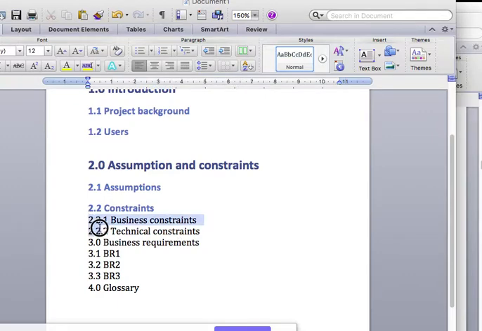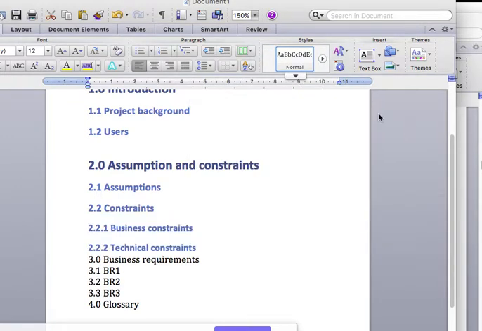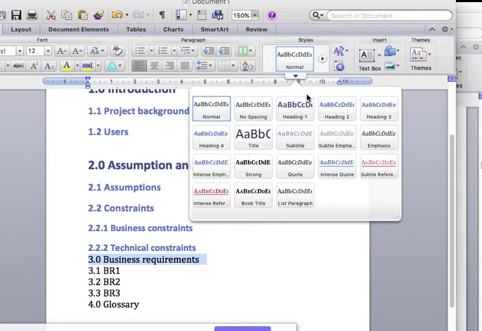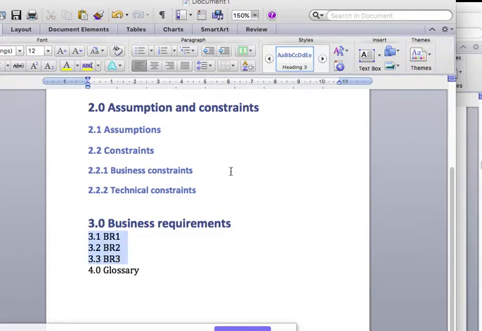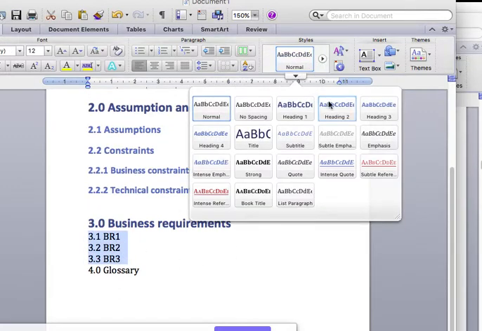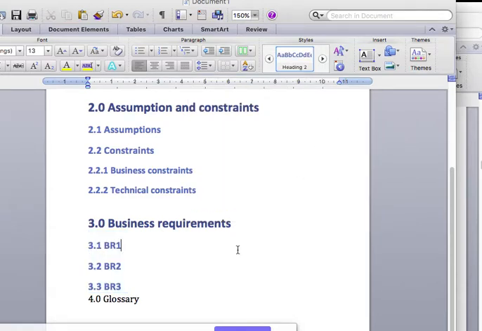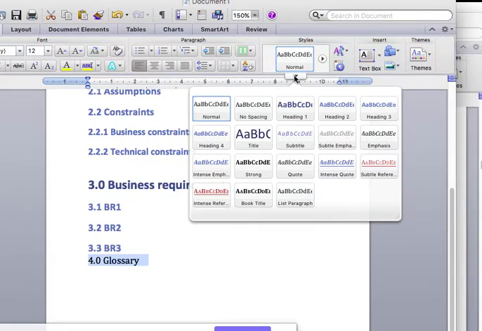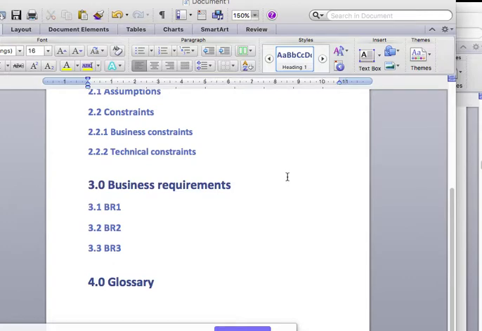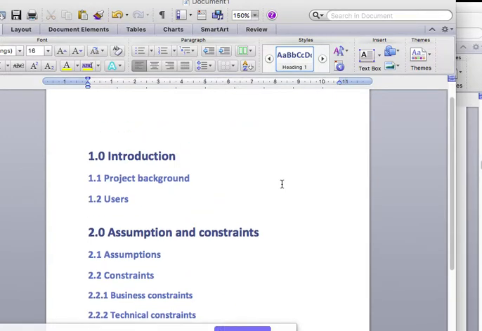Now these two are heading 3 because this is part of your constraint, so you can just do it here, heading 3. And this becomes your heading 1 again because it is the main heading, and these 3 are your heading 2 because this is again part of your heading 1. Then this one is a glossary, and that glossary is going to be heading 1 again. But now when you create the actual document, it will not be on the same page, right?